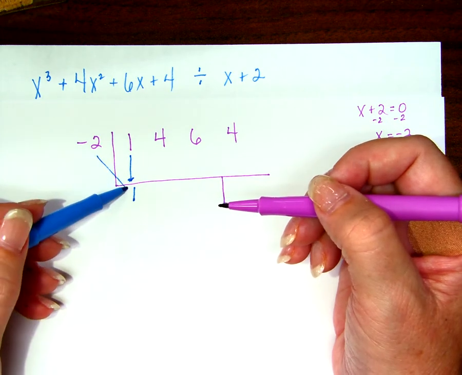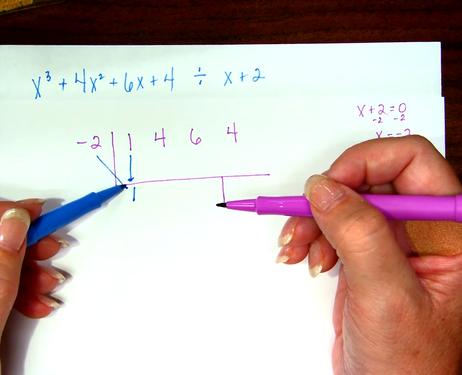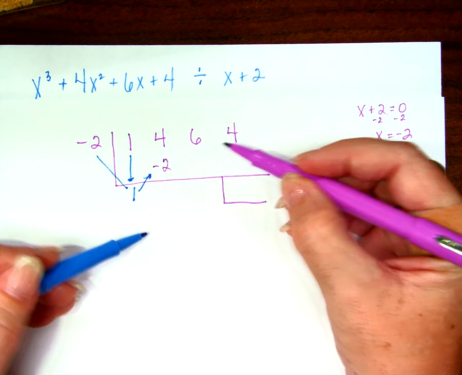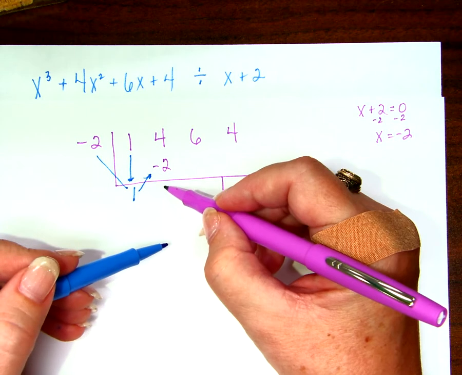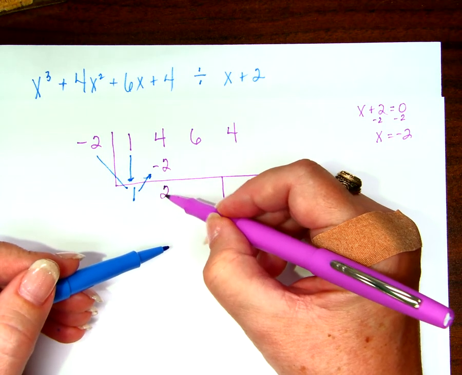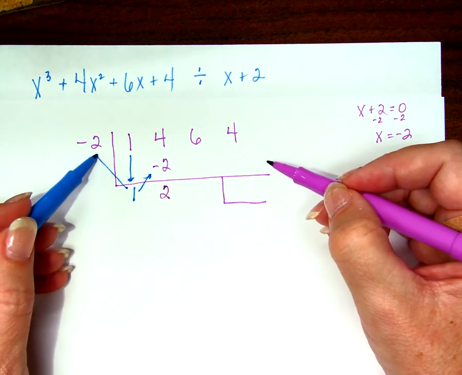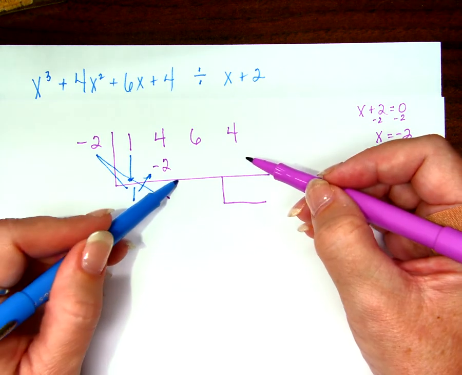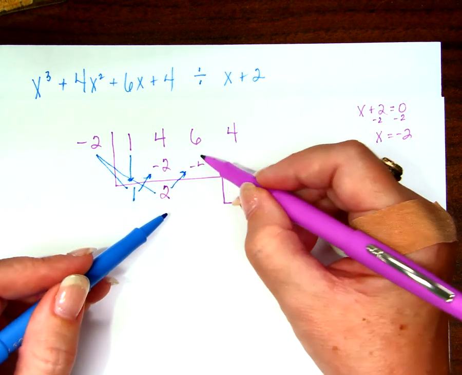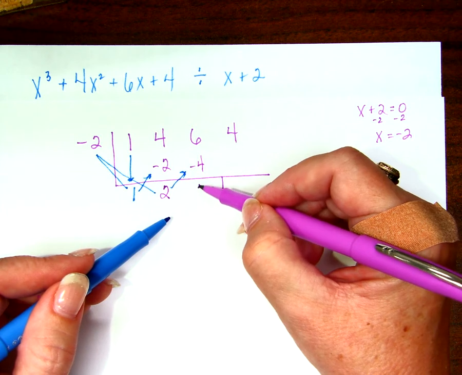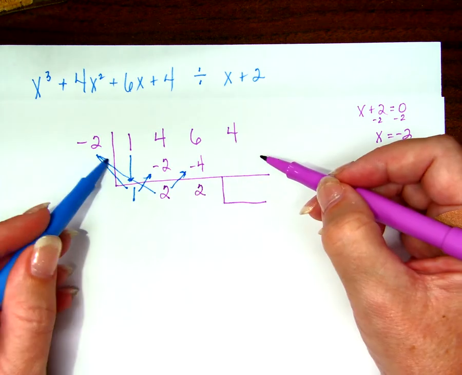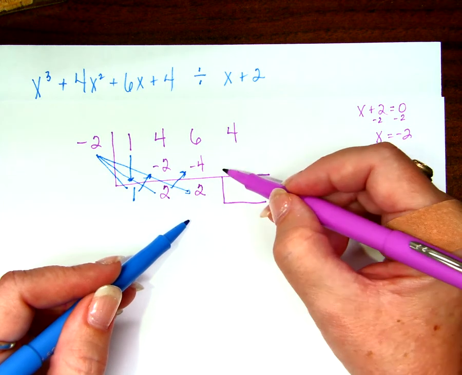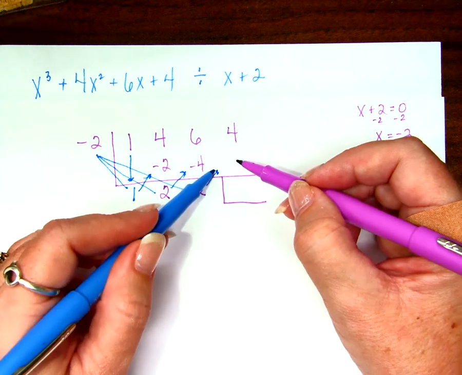Multiply. What do you get? Write it right there. Add. Start over. Multiply. Write it right there. Add. Start over. Multiply. Negative 4. Write it right here. Add.